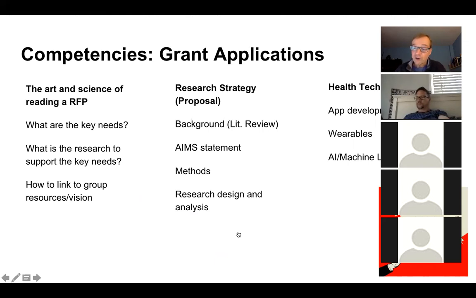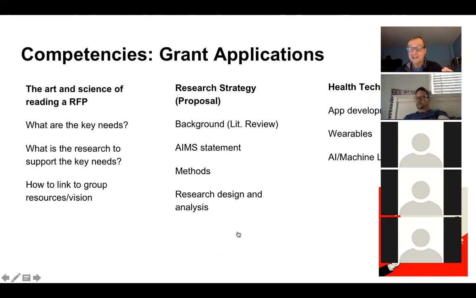Given our current team, which includes a smartphone app specialist, a behavior change specialist, AI and machine learning, how can we take our group and make the best application to fit that grant exactly? And then how do we write that grant up so it's a killer grant in terms of how it's put together and written?